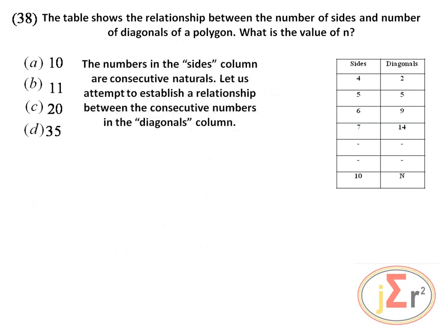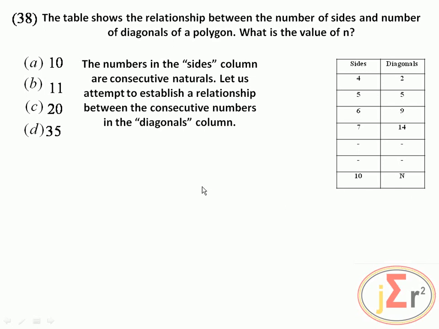The table shows the relationship between the number of sides and the number of diagonals of a polygon. What is the value of n? That is what we really need to know, the value of n. There, we have the number of sides and the number of diagonals. What is the value of n?